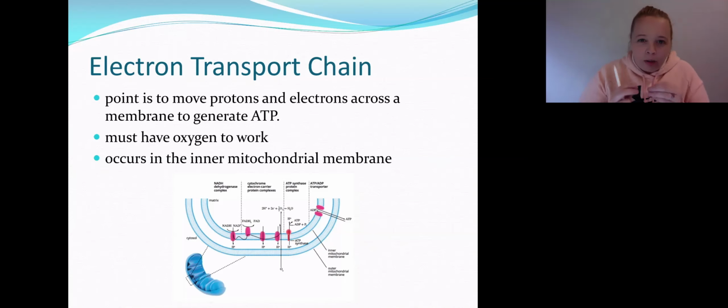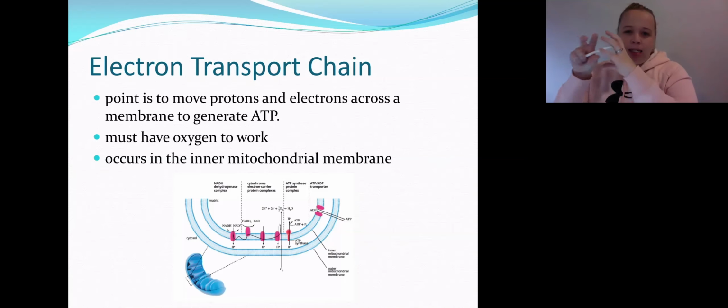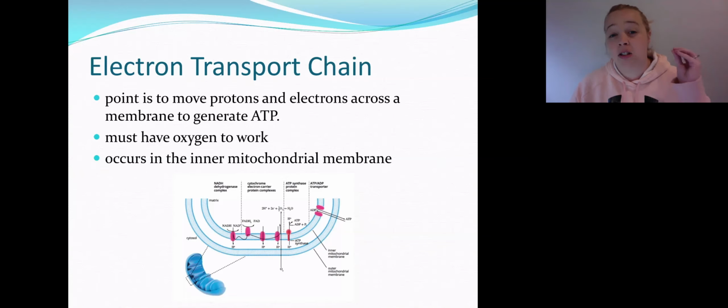We've also made a little bit of ATP. Glycolysis made 2 ATP. Krebs cycle made 2 ATP. But this is where we're going to chunk out most of our energy. There's not much point in doing aerobic cellular respiration unless you can make a lot of energy, because it takes a lot of effort to go through to this.